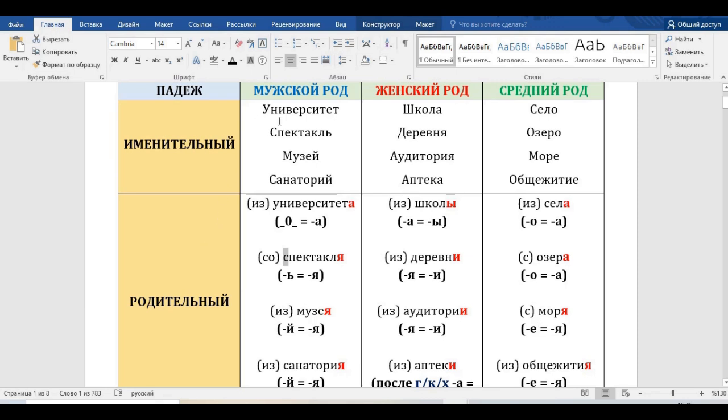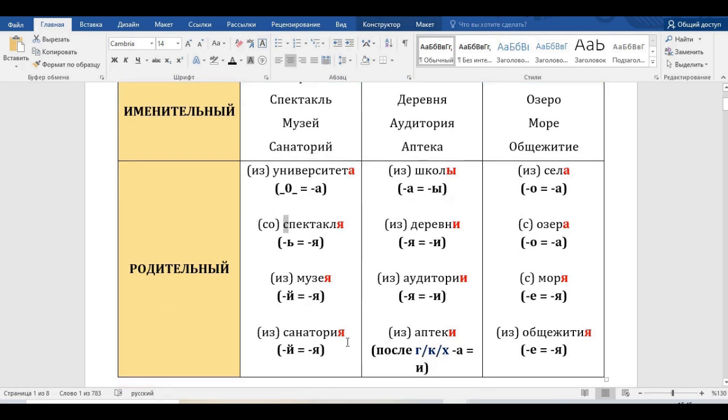Now let's change the words. Университет, университета. Zero ending gets the ending а. Спектакль, we've got a soft sign, that's why we've got я in the end. Со спектакля. Из музея. If there is й in the end, it becomes я. Из санатория. Й becomes я. Школа, из школы. А became ы. Из деревни. Я became и, because я is a soft sound. Из аудитории. Я became и. Из аптеки. А became и.